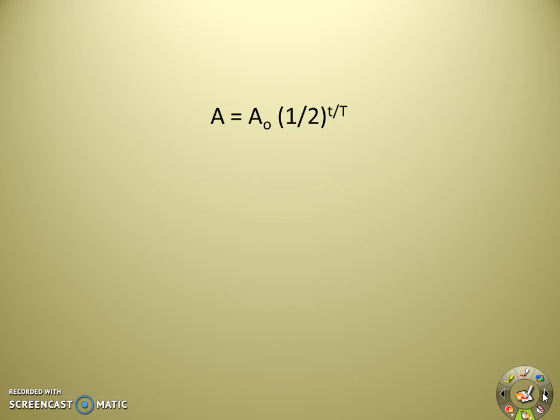So that we wind up with our final formula, A equals A naught times 1/2 to the t over T. And we will look at some examples in class.